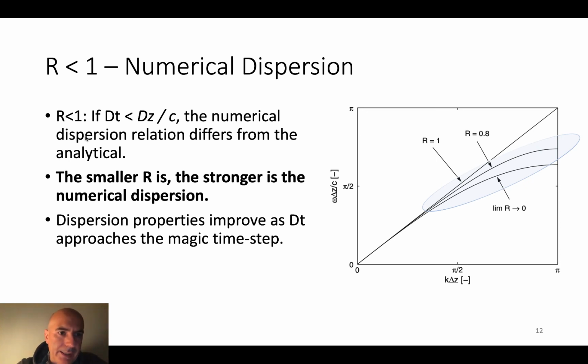Let's look at the example when we have r less than 1. In this case, the numerical dispersion relation differs from the analytical one. You will see that it's bent for high spatial frequency. So the smaller r is, the stronger the numerical dispersion. Different spatial frequencies will propagate with different speeds. So dispersion properties improve as dt approaches the magic time step, that is the time step for which r is equal to 1.